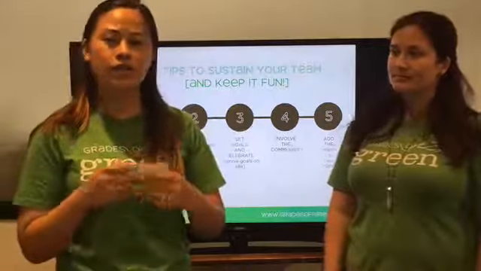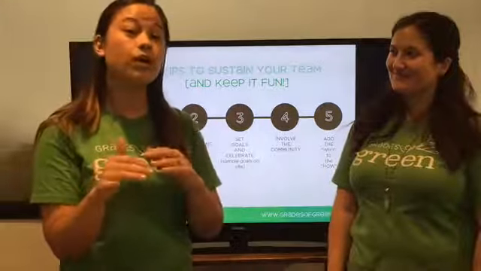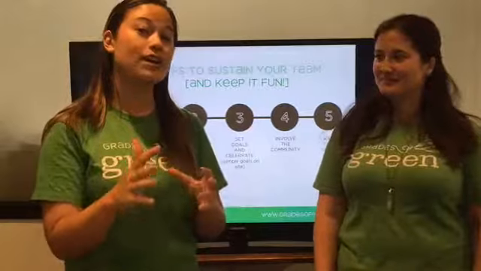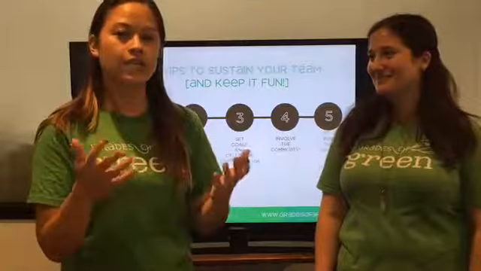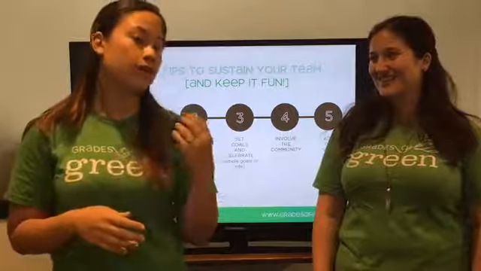Other information can include resources like recruitment flyers, banners, even a fillable logo so that you can make a logo that works directly for your school. So it'll say, for example, Jefferson Elementary's Grades of Green team. It's all fillable and available on our website.